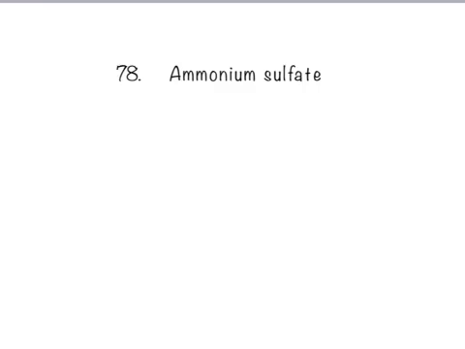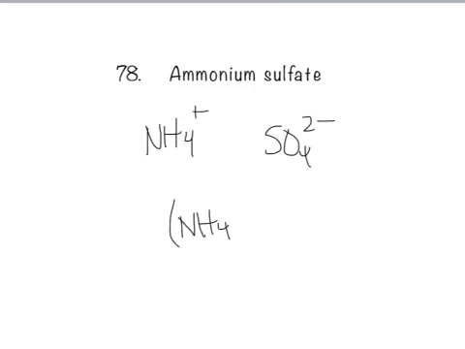Okay, now we're going to practice writing some formulas from names. Ammonium is a polyatomic. Hope you guys have those memorized. Ammonium's NH4 with a 1+. Sulfate is SO4, 2-. And so when you cross them, you need 2 ammoniums, so you must put it in parentheses, otherwise it looks like 42. So (NH4)2, sulfate is SO4.